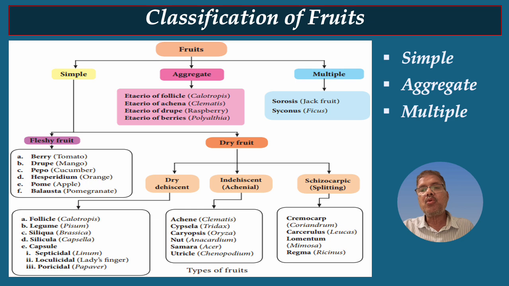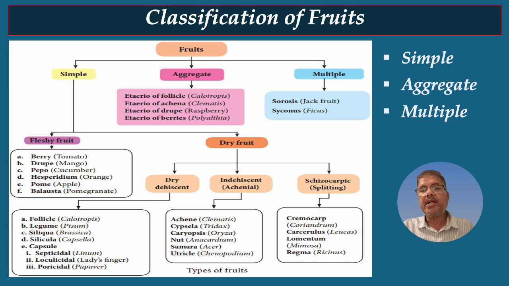The dry fruits can be dehiscent, that is, splitting open to release seeds like legumes and capsules, or indehiscent, which will not split open, such as achenes, nuts, and grains. Aggregate fruits develop from a single flower that possesses multiple separate carpels. Each carpel forms a single fruitlet, and these fruitlets cluster together to form a single aggregate structure. The examples include aggregates of follicles, berries, drupes, and achenes borne on a fleshy receptacle.